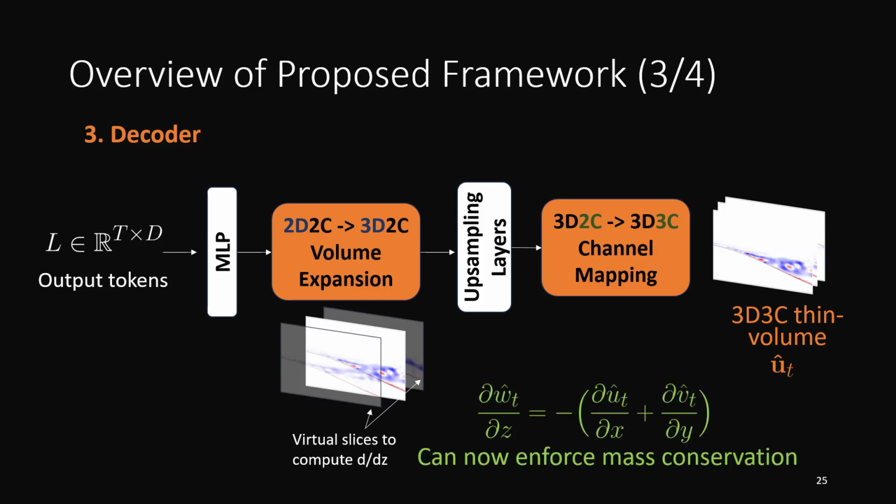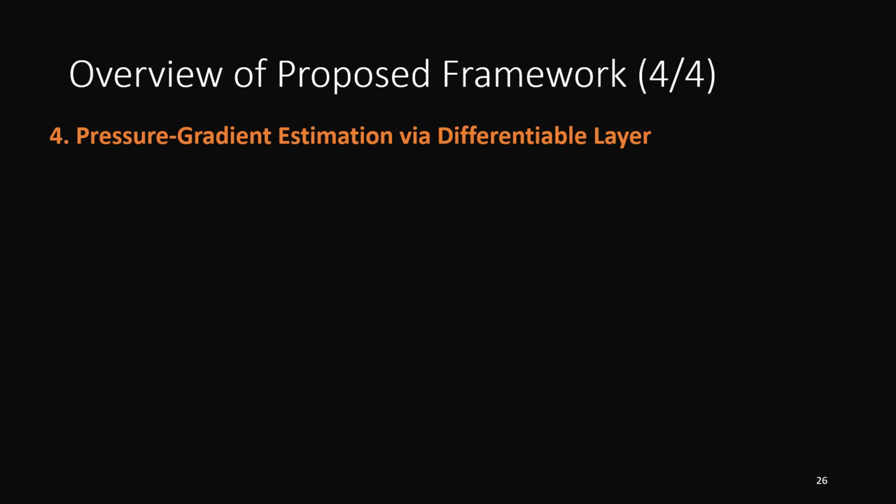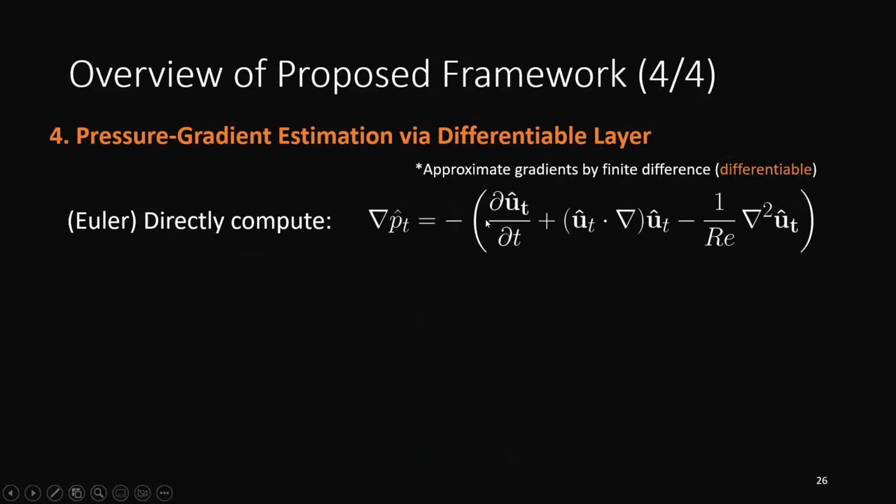But the point is as follows. We can enforce physics here. From the first, the mass conservation equation, this is in differential form here, I can actually back out the W component, which is the third velocity component that we didn't have access to begin with. Okay? So now we can actually enforce it directly. Second, we still need the pressure gradient. Thankfully, we have all the terms we need now to back out the pressure.